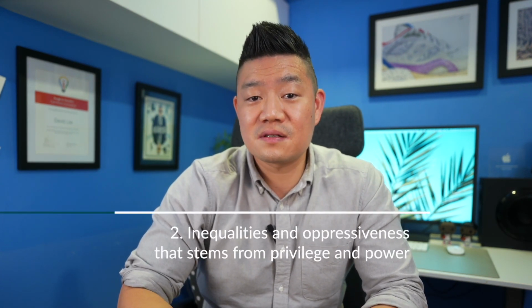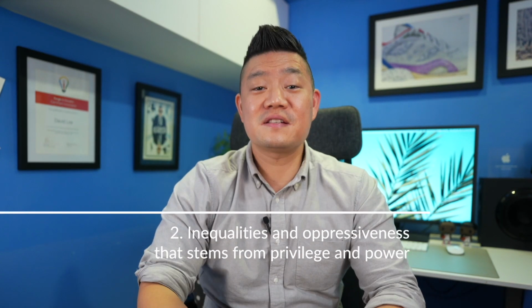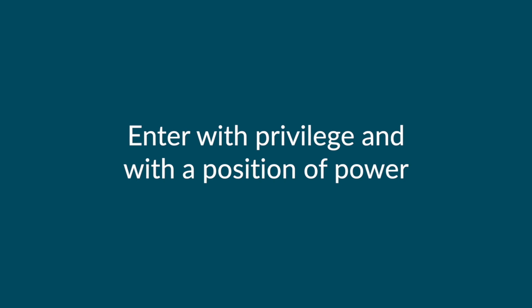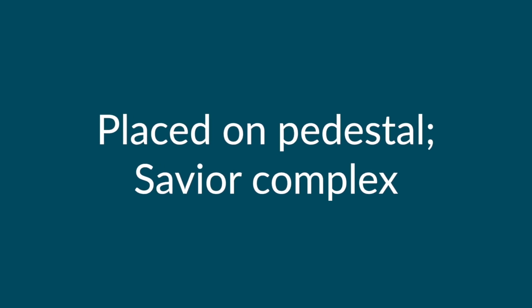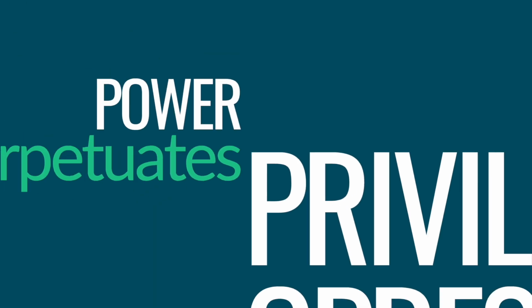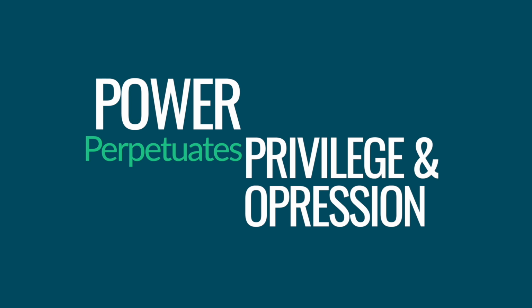Another crucial aspect we need to examine when practicing design thinking are inequalities and oppressiveness that stems from privilege and power. As a design thinker, you enter the context or space of the end user with privilege and with a position of power because of the fact that you are tasked to solve the end user's problems. Design thinkers are sometimes placed onto a pedestal, which could ultimately create a savior complex that could possibly, if not careful, inflate their sense of importance. This relationship might lead to behaviors, decision-making, and structures that perpetuate power, privilege, and oppression.